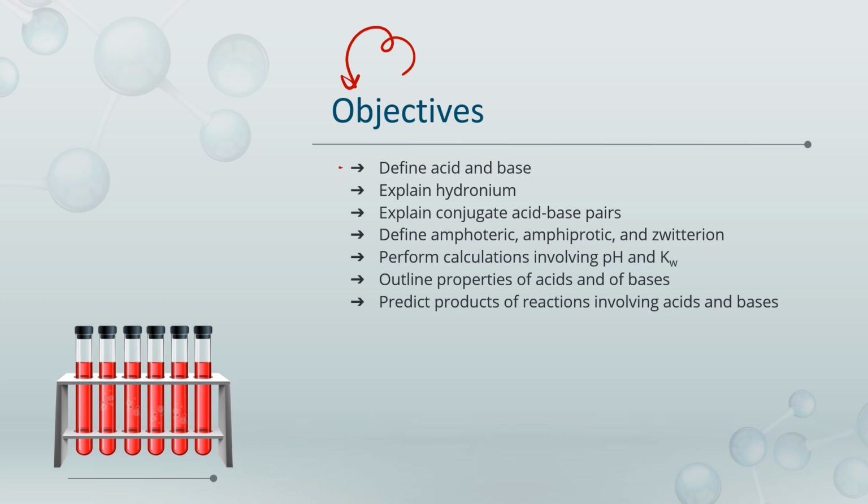We're going to define acid and base. We're going to talk about this super cool thing called hydronium. We're going to explain conjugate acid-base pairs, more vocabulary, amphoteric, amphiprotic, and Zwitterion. We're going to perform some calculations involving pH and Kw, which is the ionic product of water. Consider grabbing your calculator if it's not already nearby.